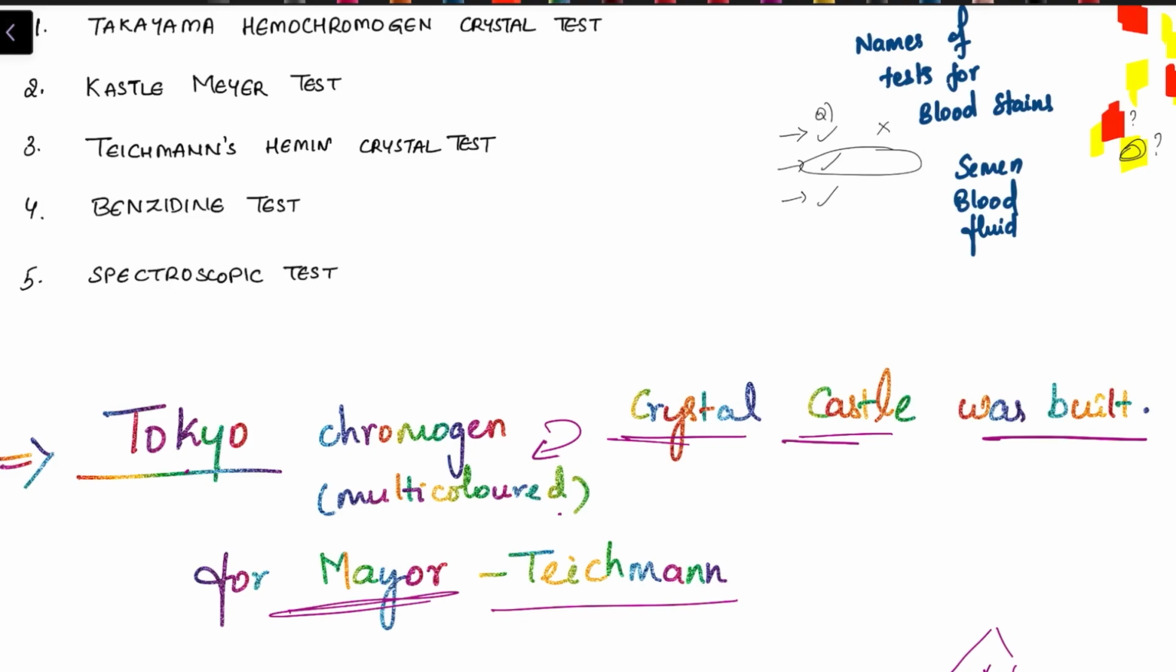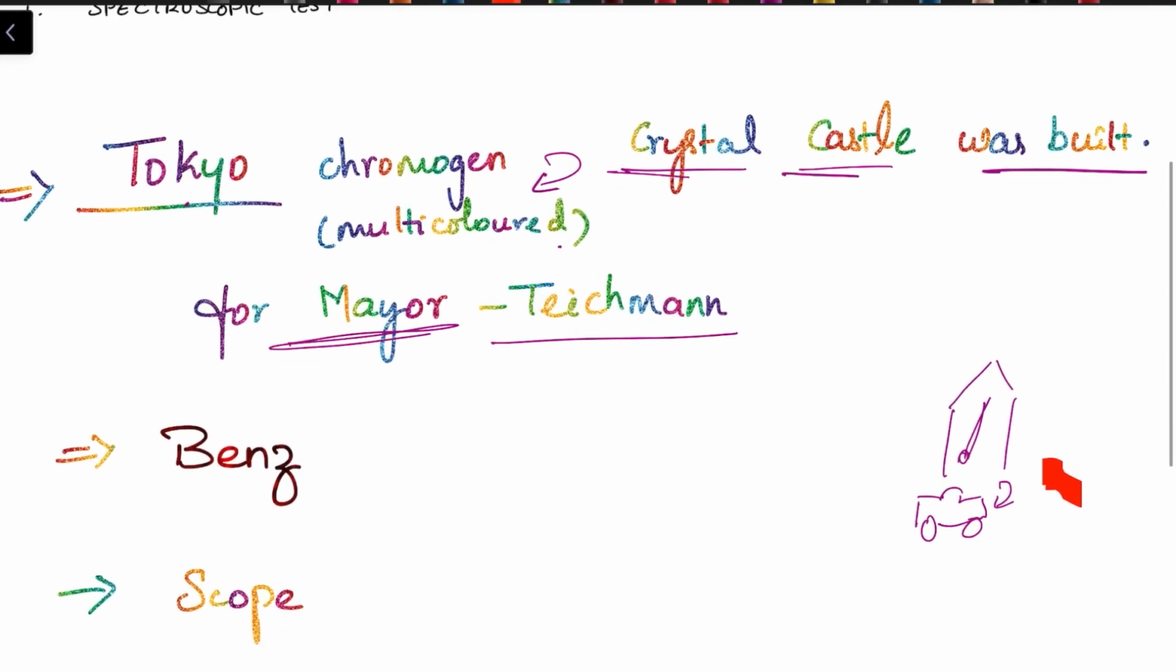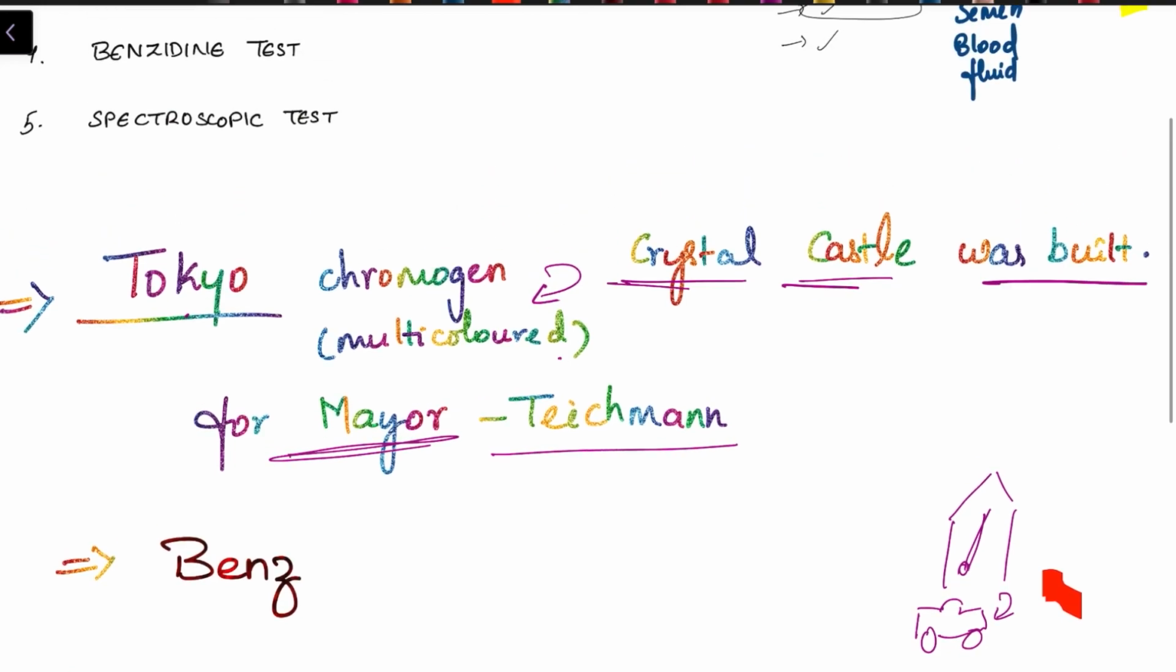His name is Teichmann, so it is Teichmann's. The crystal castle that we have built is for Teichmann, so it is Teichmann's crystal. And when he is watching his Benz car, it is Benjamin test. He is watching through a scope, that becomes spectroscopic test.